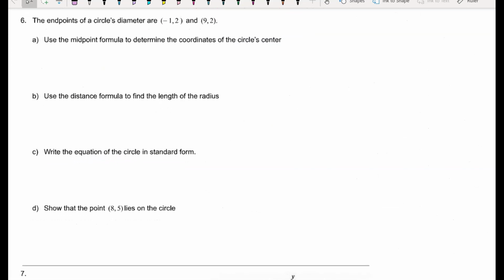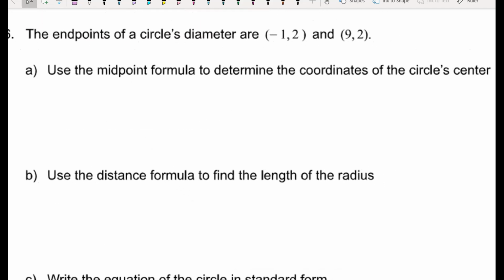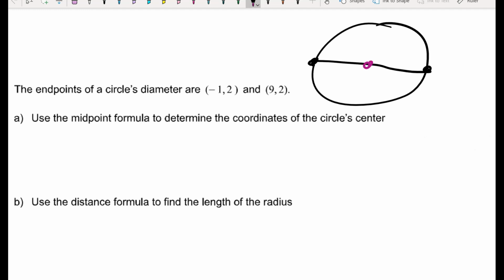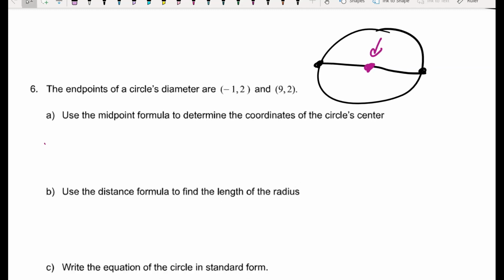Number 6. The endpoints of a circle's diameter are negative 1, 2, and 9, 2. Use the midpoint formula to determine the coordinates of the circle's center. Well, you've got to visualize this. If I've got a circle, and I've got two endpoints of the diameter and connect them, a diameter has to pass through the center, so the center should be equidistant from either of those points. So that's why the midpoint formula helps us here.